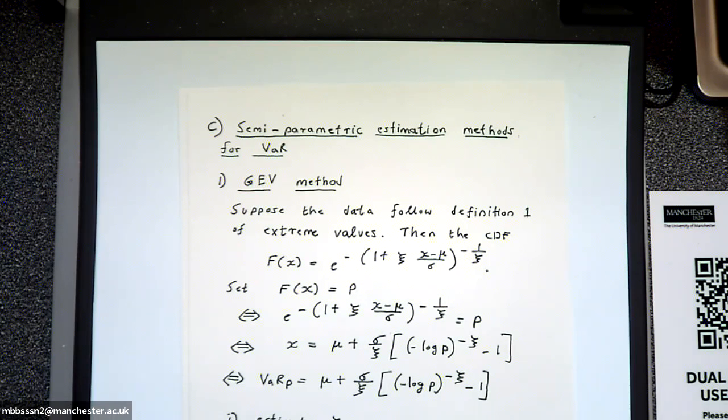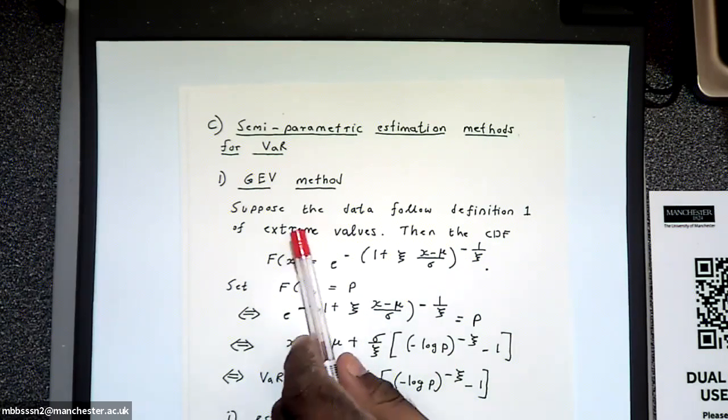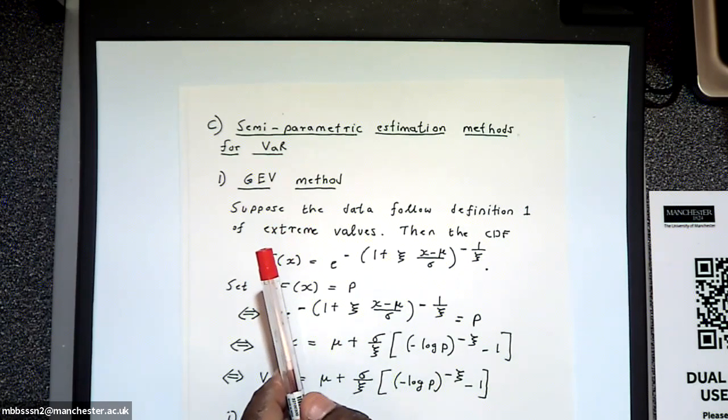The semi-parametric estimation method means that part of the estimation method is parametric, and the other part is non-parametric. There are two methods I'm going to talk about. The first is the GEV method.